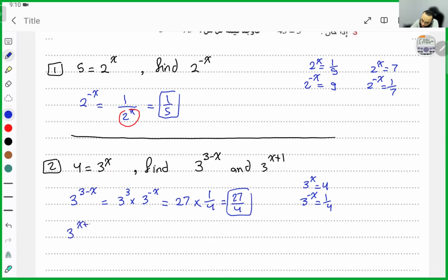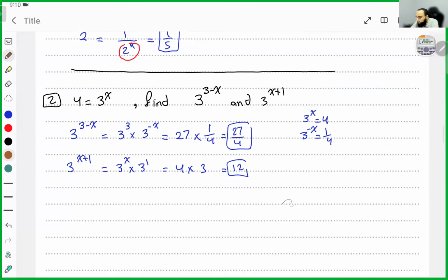3 power of x plus 1. What's your opinion? I write it like that. Is it correct? Yes, also correct. Because 3 power of x equals 4, and this is 3, which is 12. So take care about this note.